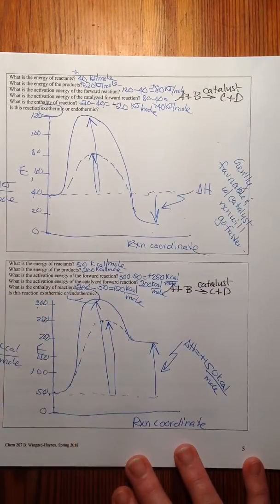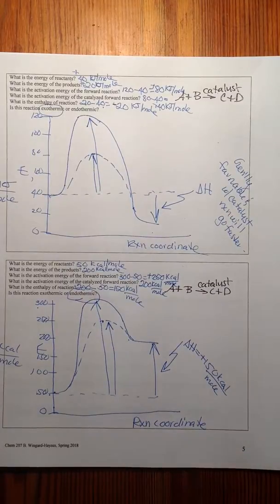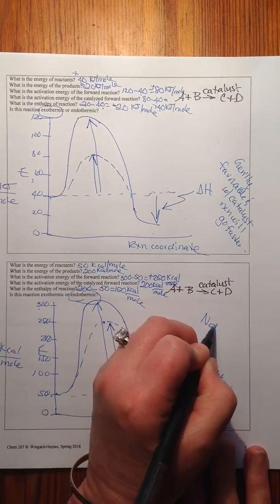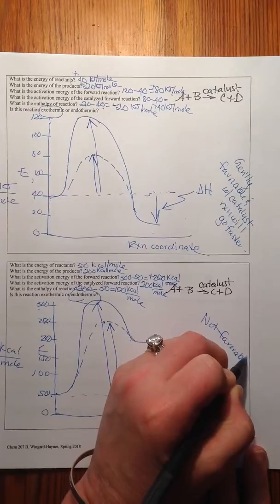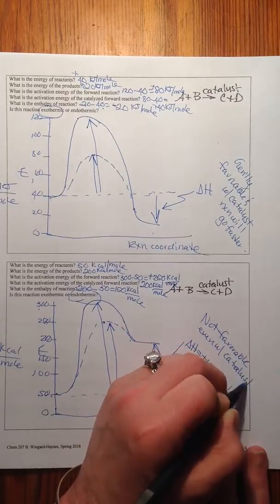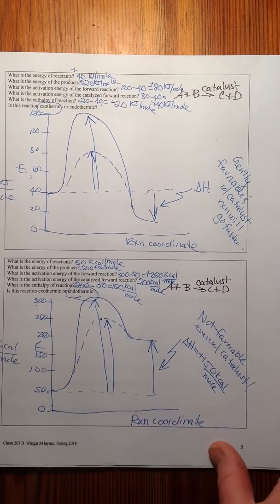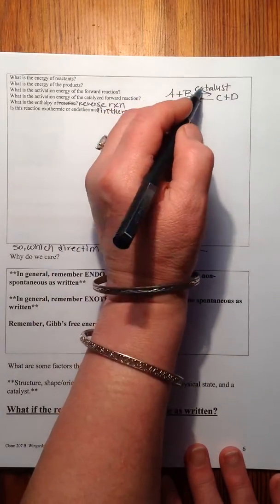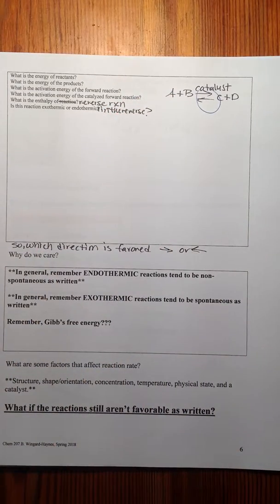So this is endothermic. The point being is, even with a catalyst, this reaction is not going to be particularly favorable going forward. Not favorable, even with a catalyst. Okay? All right, on the next page, what we want to do is have something that's reversible.